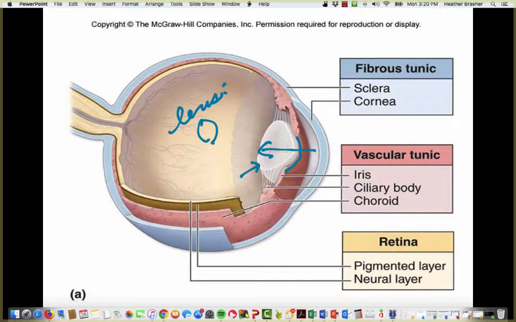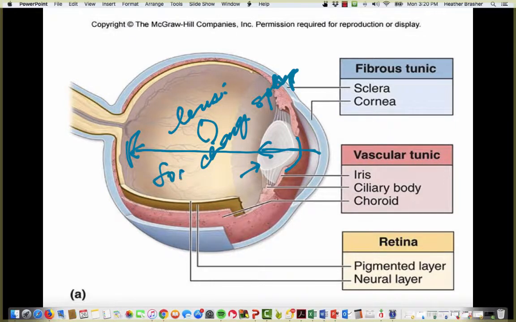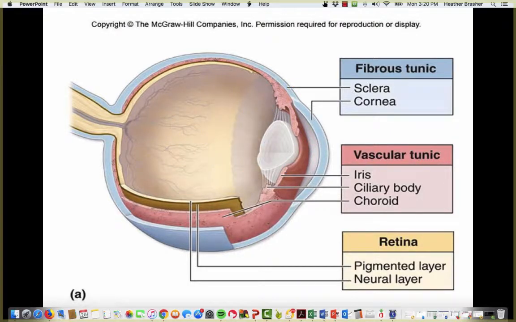And it's avascular, which means it doesn't have any blood going to it. So it changes shape to allow light to go through it and focus here in the back of the eye, otherwise known as focusing light on our retina. So you can have a homeostatic imbalance of this guy. It's known as a cataract. And we're going to talk a little bit more about cataracts when we get to that part of the lecture.